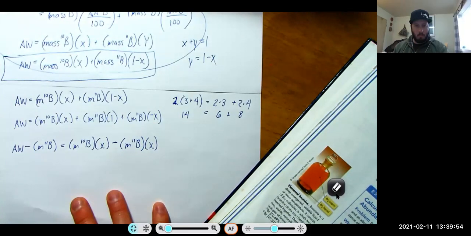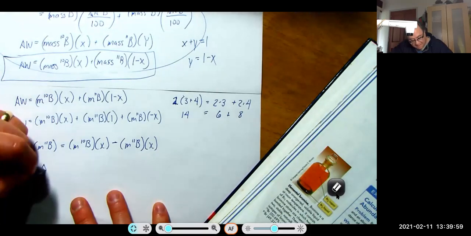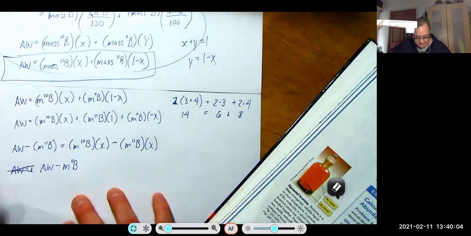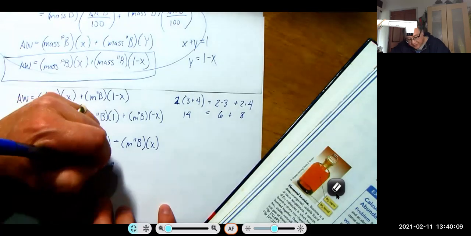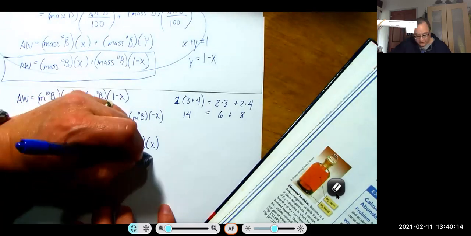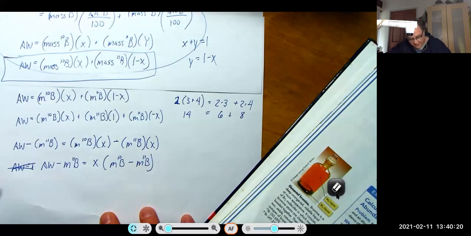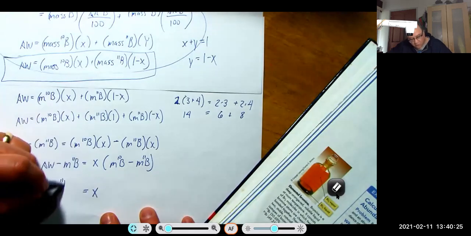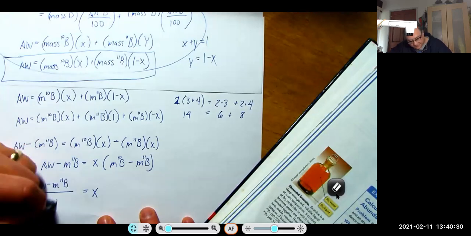So now I get the atomic weight minus the mass of boron 11. I don't think I need parentheses anymore. Is equal to X times the mass of boron 10 minus the mass of boron 11. So now I've taken the X out of both of these. And finally, I get X is equal to the atomic weight minus the mass of 11 over the mass of 10 minus the mass of 11.